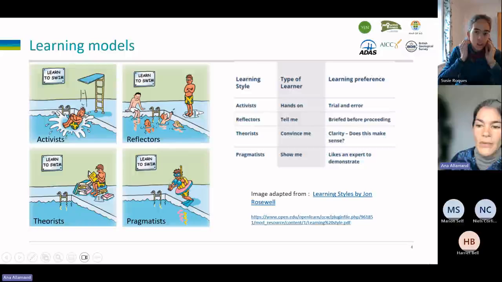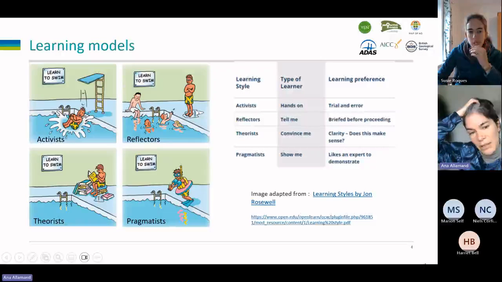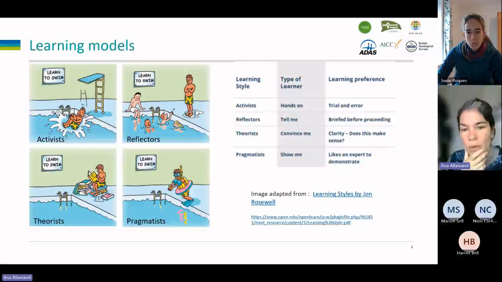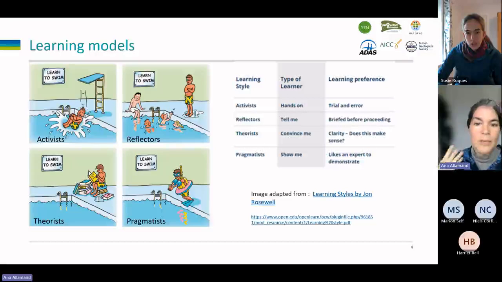And one of the main values that these kinds of models have is the fact that you can actually address all the ways that people learn. So you're basically ensuring, not ensuring, but maximizing your opportunities of people actually getting something out of it. So some people learn by doing things. Some people learn by being told things. Some people learn by trying to challenge ideas and get people to convince them. And some people really like to see stuff.